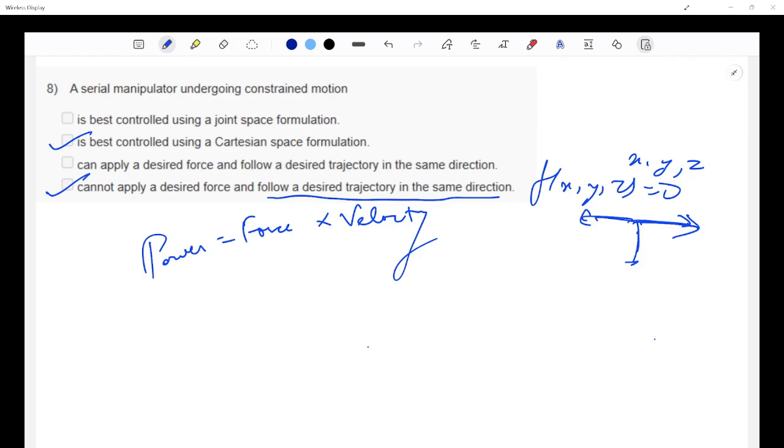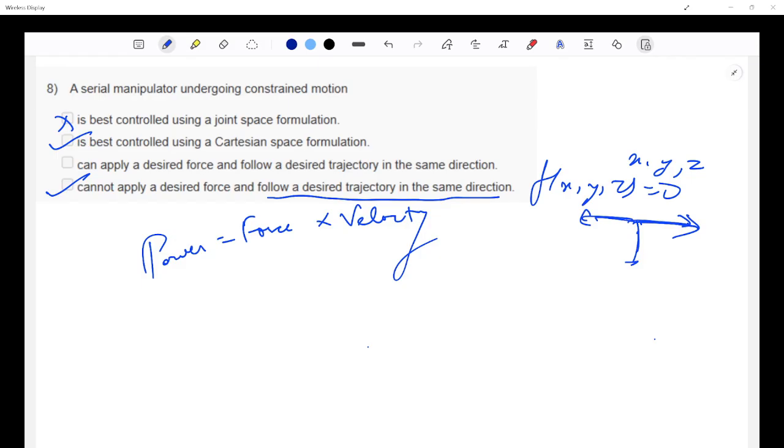The other options that we have: is best controlled using joint space formulation? No. Constraint becomes complicated in joint space and it is not practical, hence this is incorrect. The other option is it can apply a desired force and follow a desired trajectory in the same direction. No, it violates the duality principle and it is physically impossible.